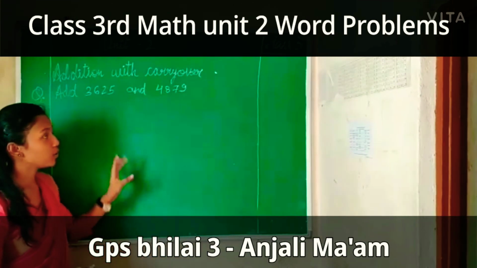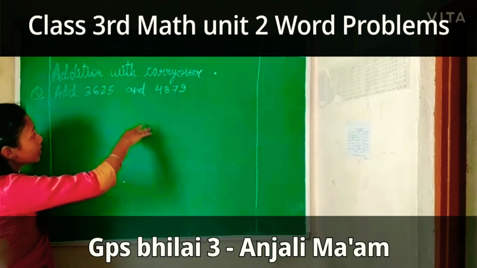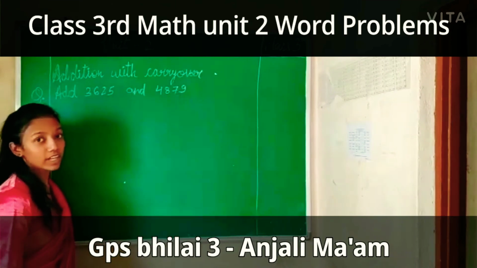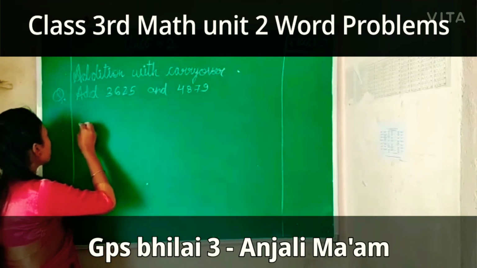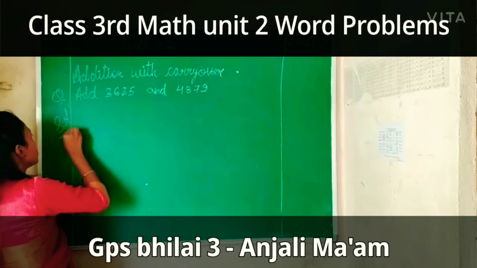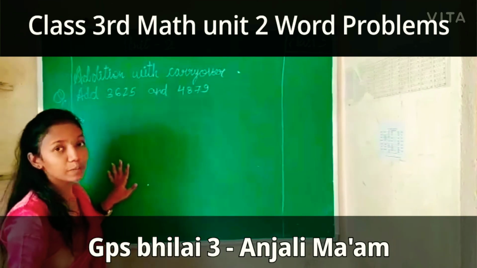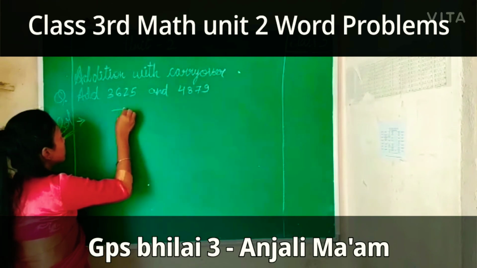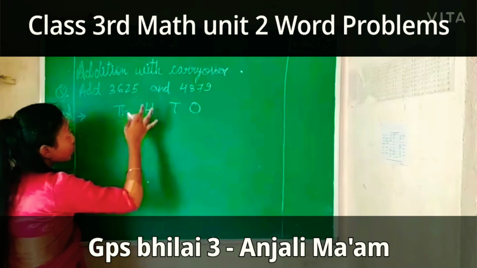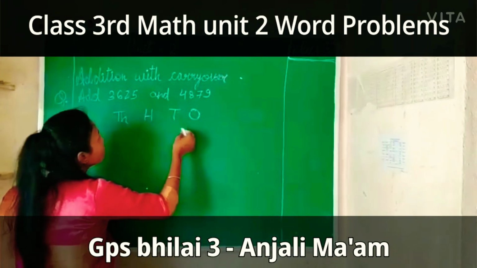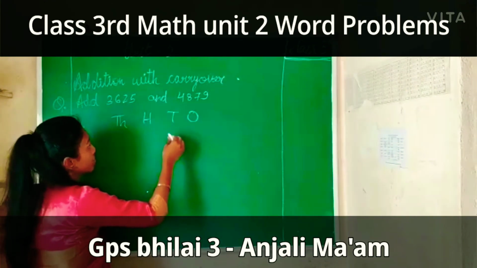Now we will learn addition with carryover. Here we have the question: add 3625 and 4879. In order to add these two addends, first of all we will write here solution. First of all we will write them in the place value. Because this is a 4 digit number, we have written here the 4 place values.